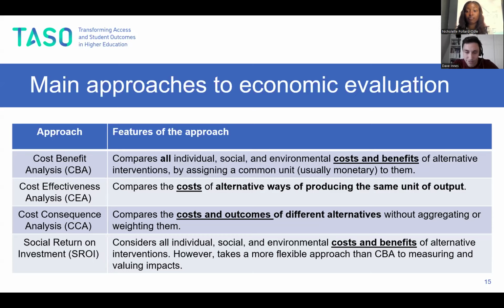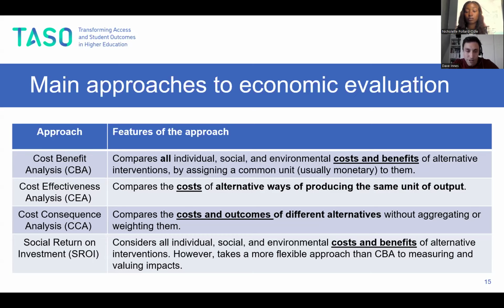Now, cost consequence analysis compares the costs and outcomes of alternatives, but the aim here is to lay out what the costs and the outcomes are, but not necessarily compare them directly in the same terms. So it does a similar thing to cost benefit analysis, but doesn't aim to get to the point of applying a common unit to the costs and the outcomes that can mean they can be directly compared.